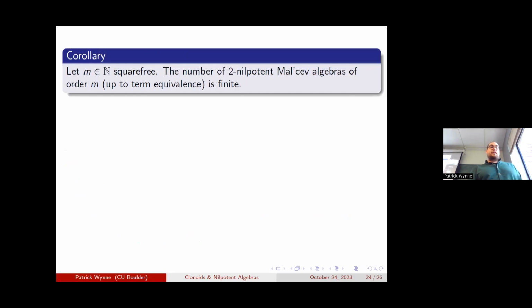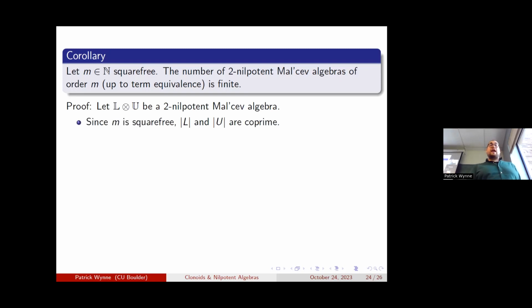Okay, so now we get a nice corollary to this for a square-free M. The number of 2-nilpotent Malcev algebras of order M is finite, where we consider the number up to term equivalence. So two algebras are the same if they have the same term clone. So the idea is that if we have a central extension of L by U, which is 2-nilpotent, then L and U are both coprime, since M is square-free. So L and U are both abelian and coprime.